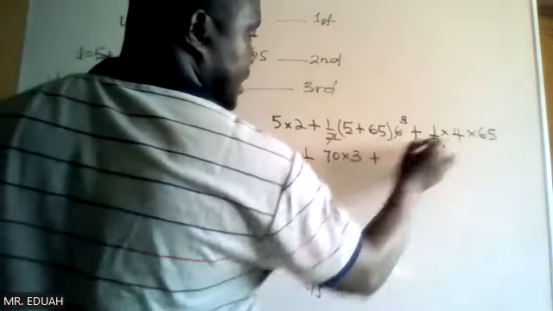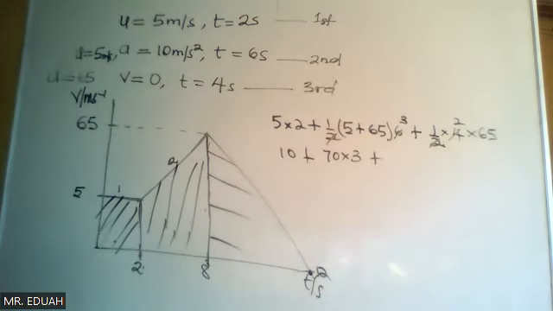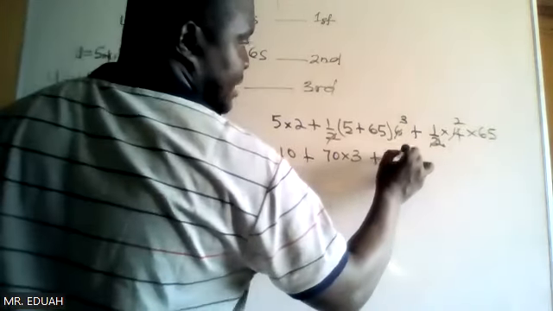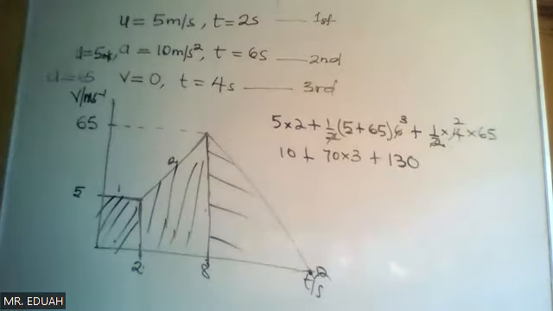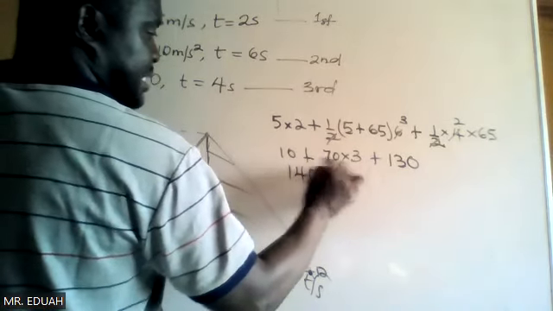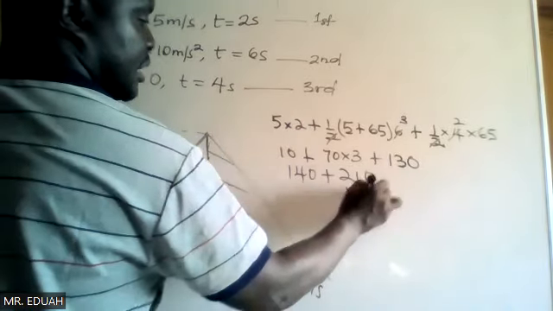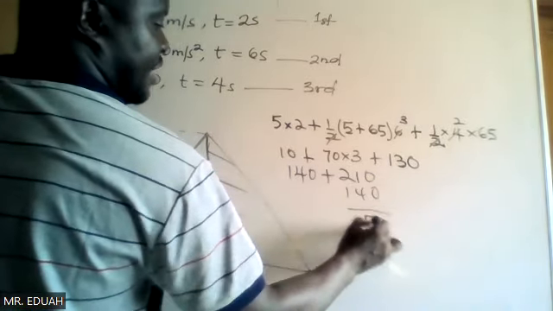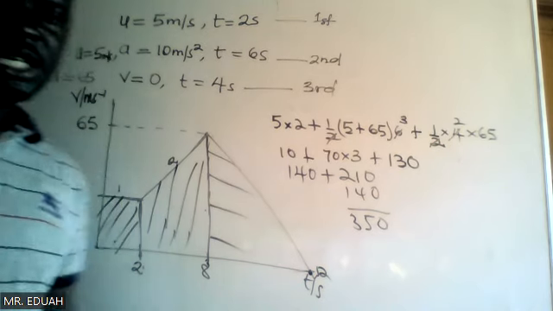Plus, this is 2. 130. So, 140 plus 210, giving 350. So the total distance must be 350 meters.